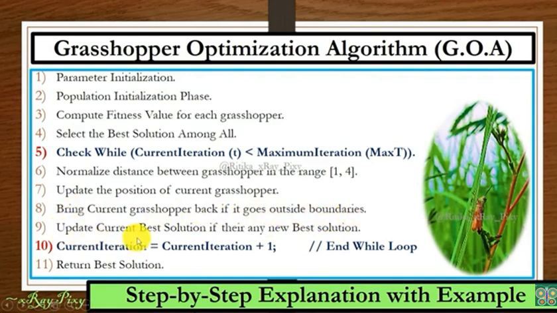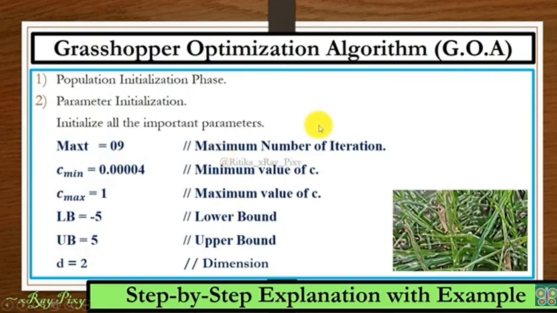And then we will update the current best solution if any new best solution is found. If there is any new best solution, then we will replace the current best with the new best solution. And then we will increment the counter. If the condition is true, then move to this step, else return the best solution. Now let's try to understand this working with a numerical example.